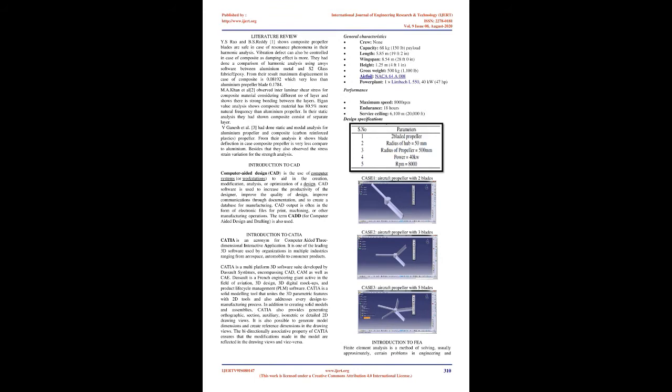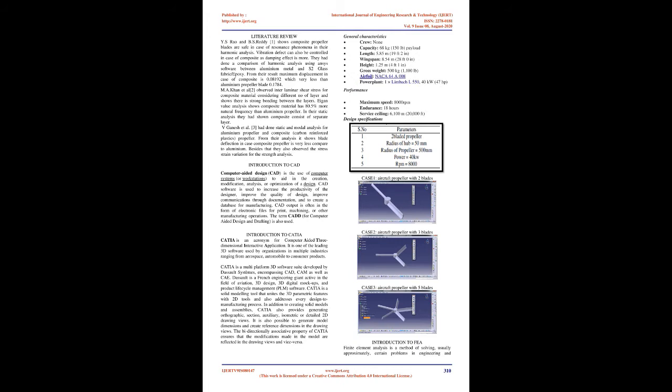Literature review. Y.S. Rao and B.S. Reddy 1 shows composite propeller blades are safe in case of resonance phenomena in their harmonic analysis. Vibration defect can also be controlled in case of composite, as damping effect is more. They had done a comparison of harmonic analysis using ANSYS software between aluminium metal and S2 glass fabric/epoxy. From their result, maximum displacement in case of composite is 0.08192, which is very much less than aluminium propeller blade 0.1784.